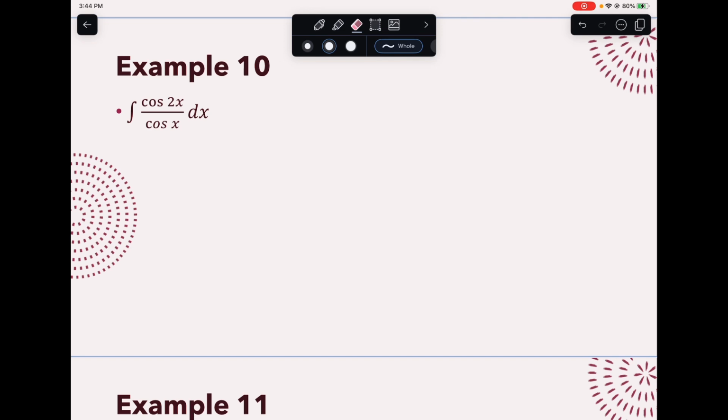Therefore, the only way to do this one is to simplify it using some identities. For cosine 2x, we have a direct identity which involves cosine. You just need to recall that cosine 2x is the same as cosine squared x minus sine squared x. But then our denominator is purely cosine, so I want to make my numerator cosine as well.